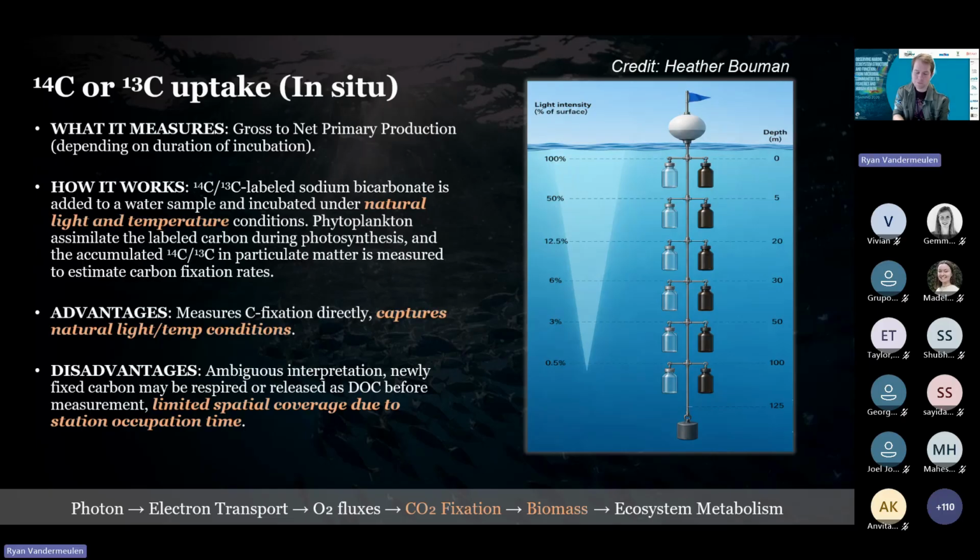And perhaps one of the more important logistical considerations, because the bottles remain in the water for hours, each station requires a substantial investment of ship time. So whether we're in the lab or on deck or back in the ocean, regardless of which method we choose, these are all legitimate ways of measuring carbon uptake, but the difference is really how much realism, control, sensitivity, and logistical complexity we're willing to trade.